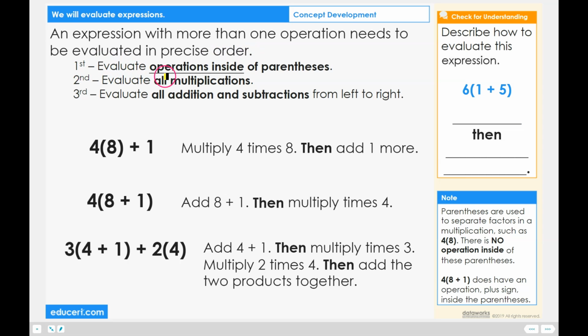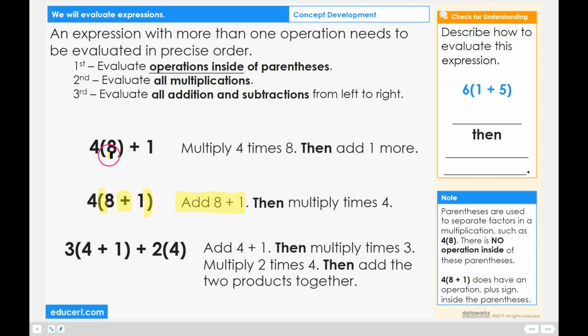First, evaluate operations inside of parentheses. Let's take a look here at 4 times, and then you have 8 plus 1. Here are the parentheses. And here is the operation inside of the parentheses. On this problem, the first thing we will do is add 8 plus 1 because the operation of addition is inside of parentheses.